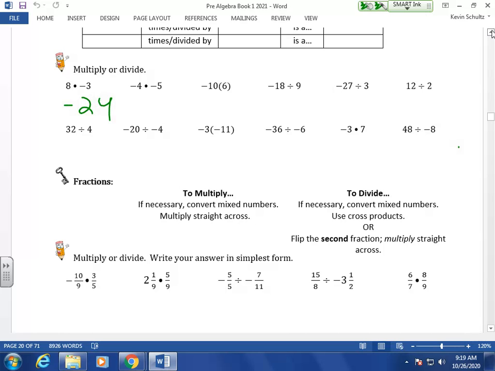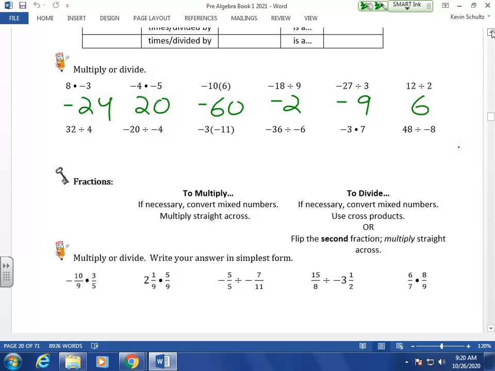8 times negative 3 is negative 24. Next one's positive 20, negative 60, negative 2, negative 9, positive 6. Okay. I use a couple different ways to show that we're multiplying here. Note that that dot, as well as just two numbers separated by parentheses there, both of those are ways to show that you are multiplying.